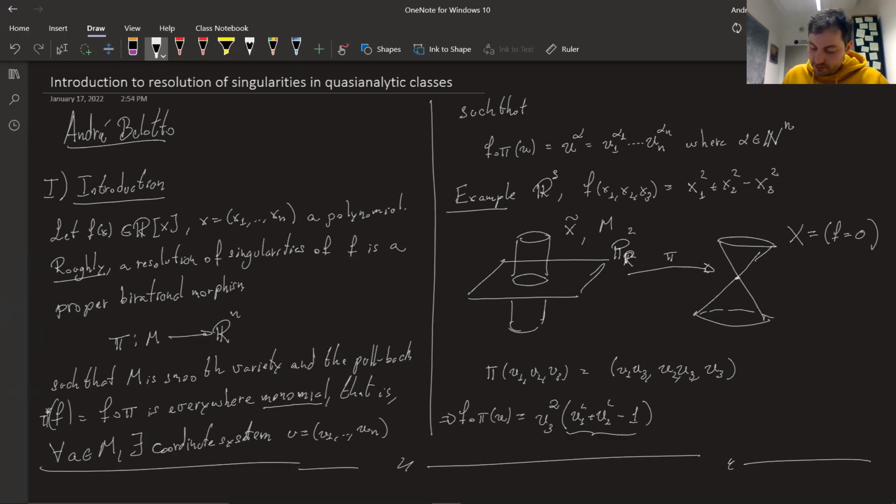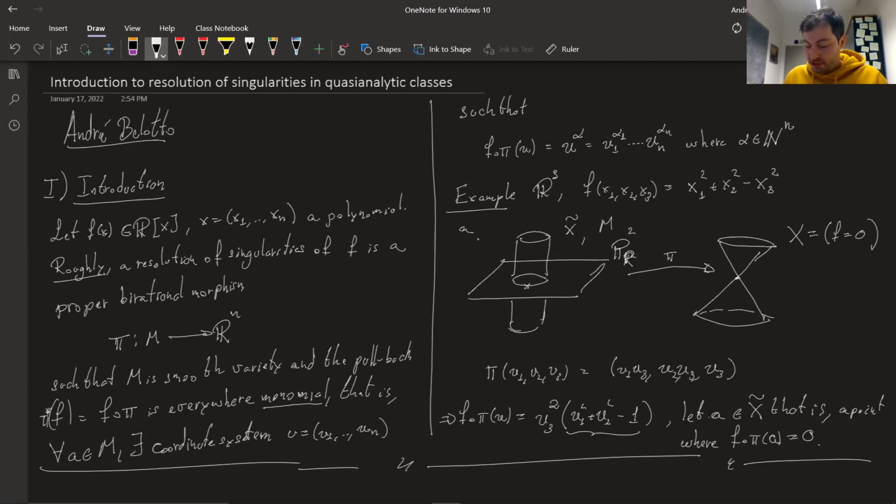And this term here, for every point A, is either going to be a unit, so either we have a point A which does not belong to the zero set of the transform of F, and then this is a unit, we are good. We can make a change of coordinates here to absorb it into the U3 to the 2, or we have a point where F composed with pi of A is equal to 0.